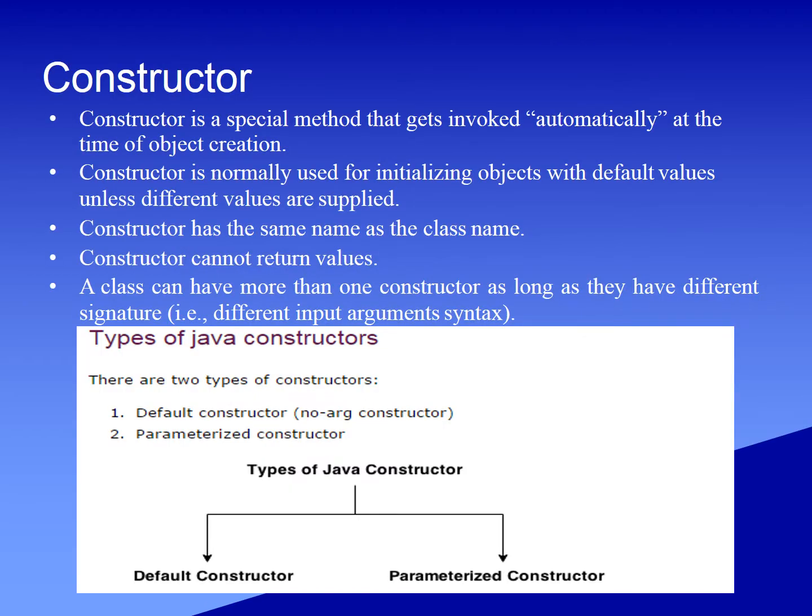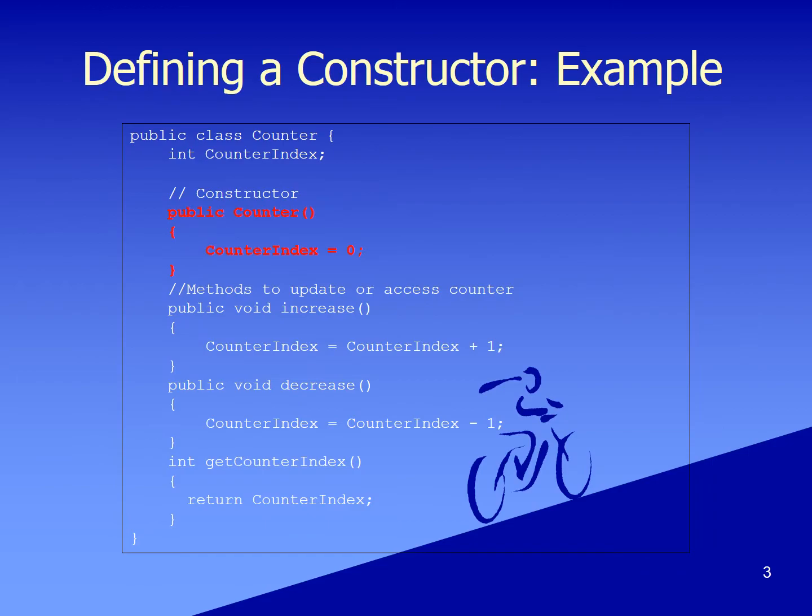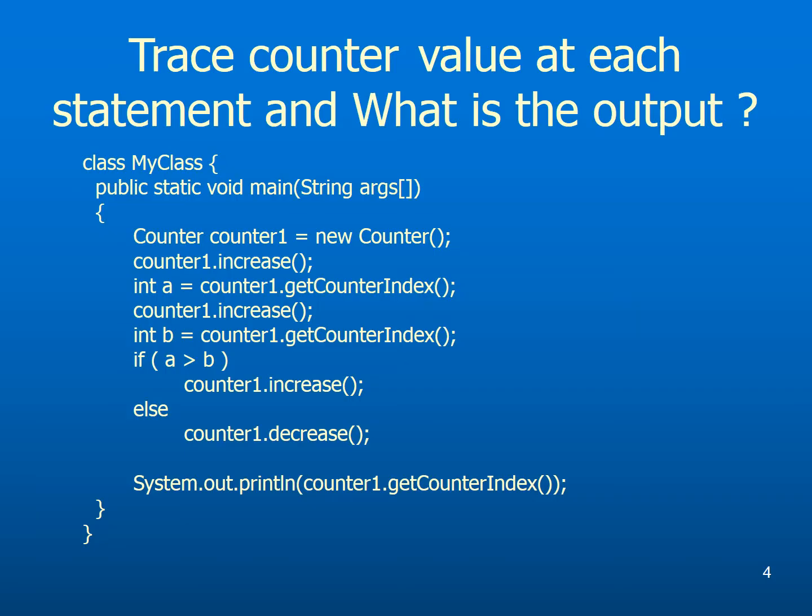This is when that line, counter index, is not recognized by this main class. After that, counter1.increase, and int a as well as int b equals counter1.getCounterIndex. If a is greater than b, then counter1.increase, otherwise it will call counter1.decrease. After that it will print with System.out.println.